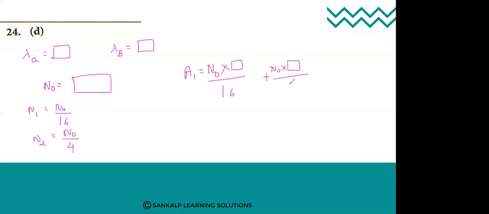Now here N1 is equal to N naught upon 16. Similarly, N2 is equal to N naught upon 4. But they are asking you to calculate the new activity. The new activity will be N naught into the lambda A value, which I already told you to calculate, divided by 16, plus N naught into the lambda B value upon 4. So just check the answer, whether you will get option D. I think you may get 500 disintegrations per second.